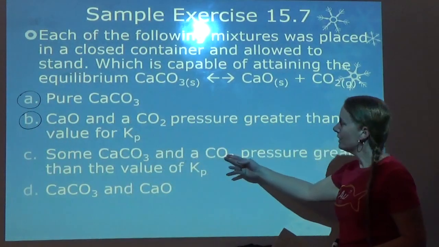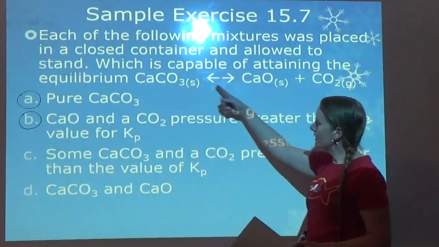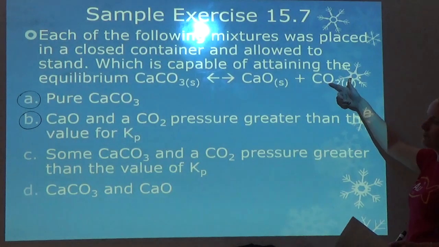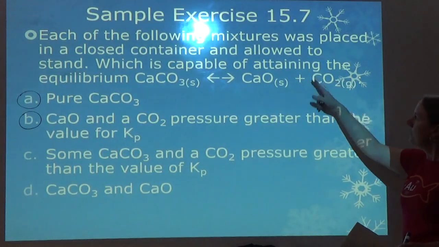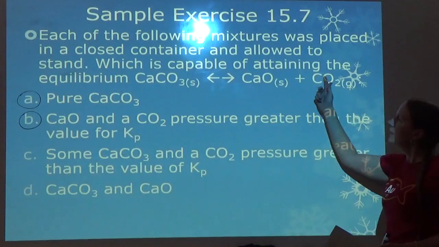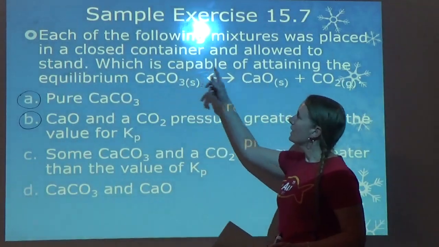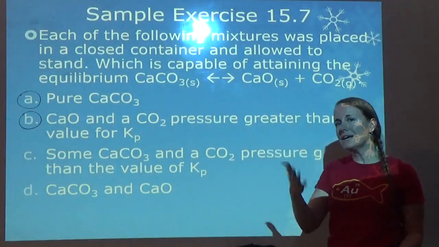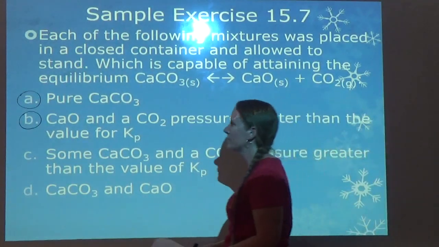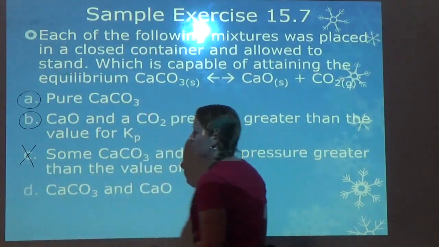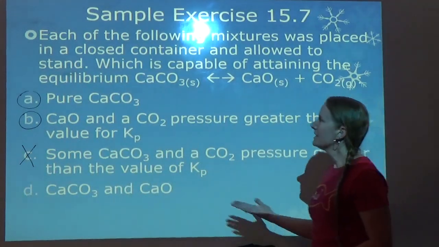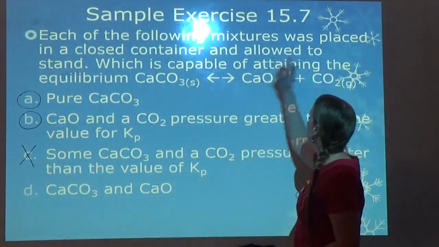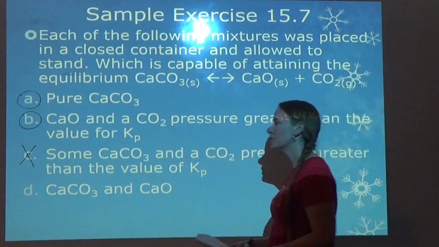Here it says you have CaCO3 and you've got CO2 at a pressure greater than the value of Kp. Well, if you have too much CO2, it's going to want to go back this way, so none of it is ever going to make the CaO. You've got to have all the parts for equilibrium to be here, so this would not be able to reach equilibrium. And then it says you start with some of both of your solids. Well, if you start with some of both, this one can form the CO2, and then it eventually can reach equilibrium.